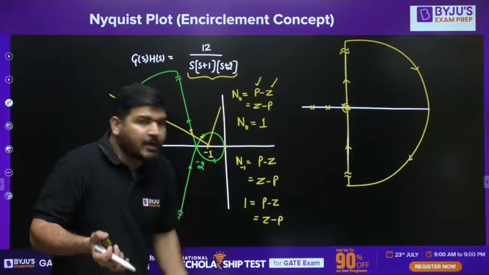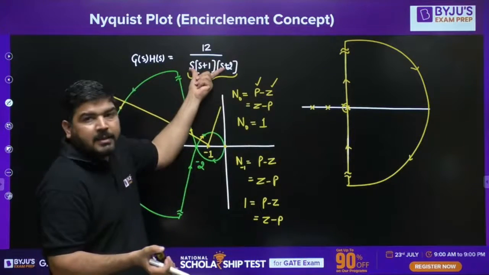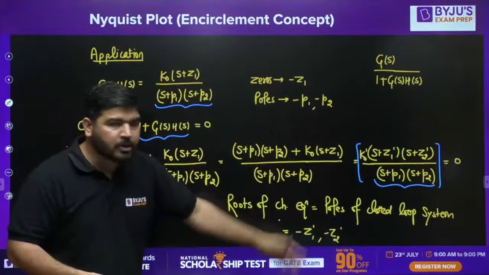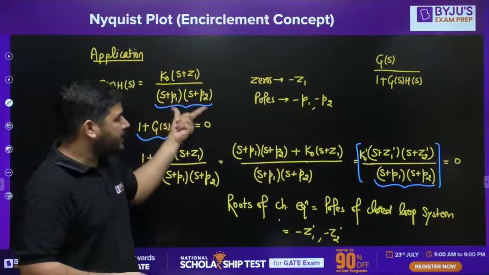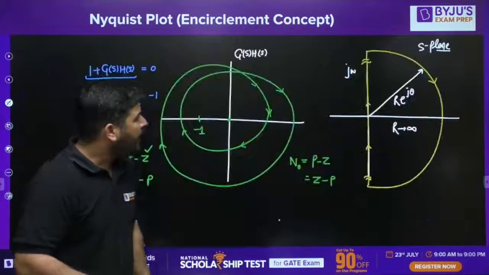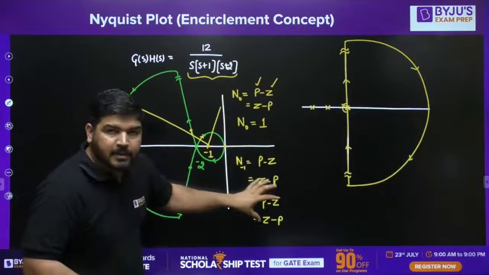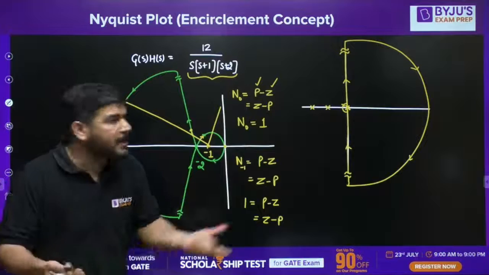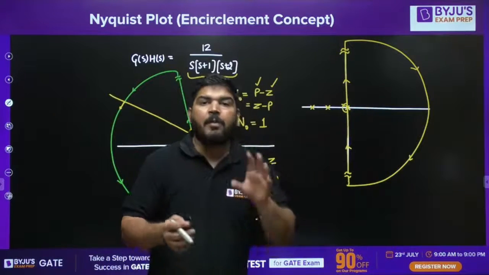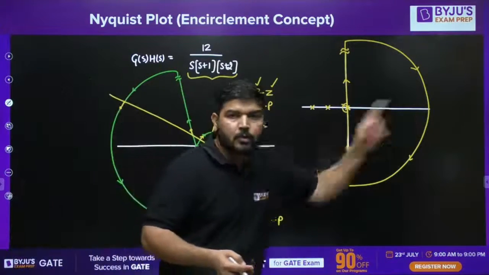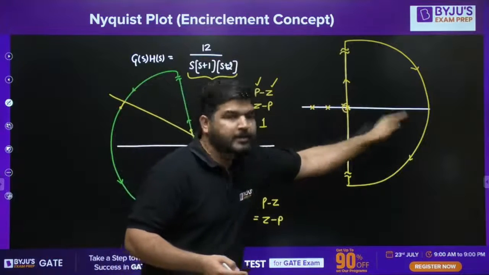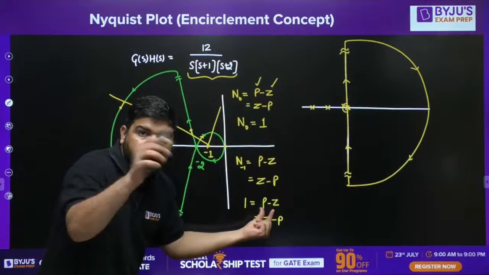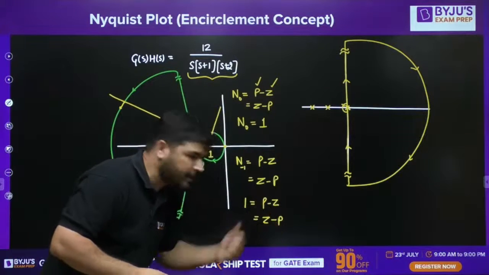Now, how to calculate that? We know that the poles of 1 plus G(s)H(s) and the poles of G(s)H(s) are the same. I told you the basic thing here. It means the poles of G(s)H(s) are these poles, and the poles of 1 plus G(s)H(s) are also the same. How many poles of 1 plus G(s)H(s) are inside this contour? One pole. One pole is inside this S-plane contour. So the poles of 1 plus G(s)H(s) inside this S-plane contour is 1. So you can put 1 here.